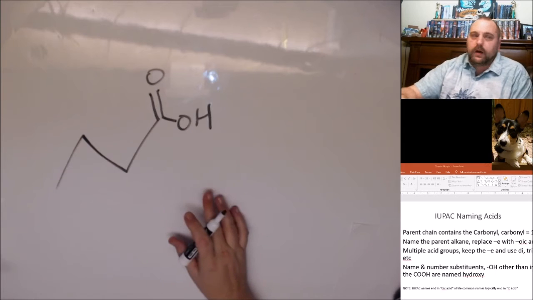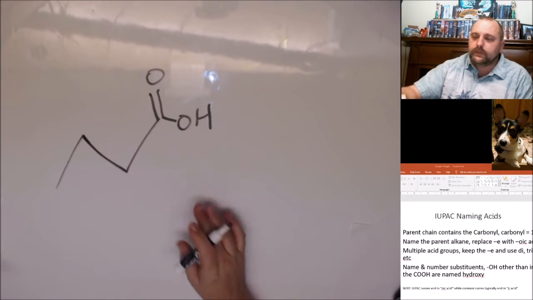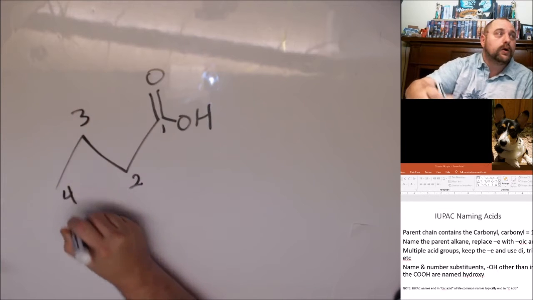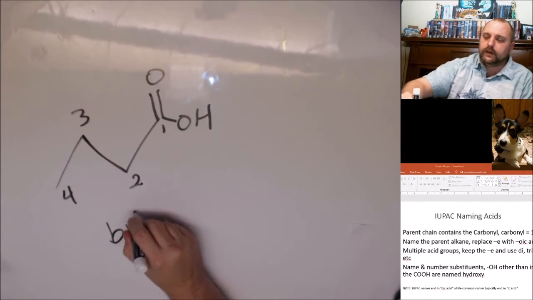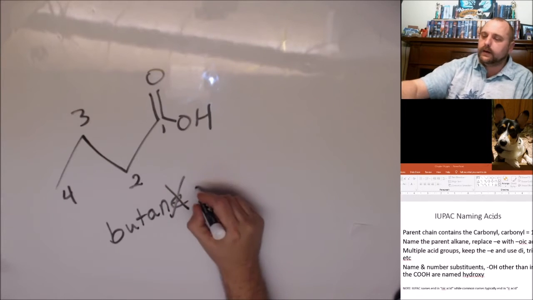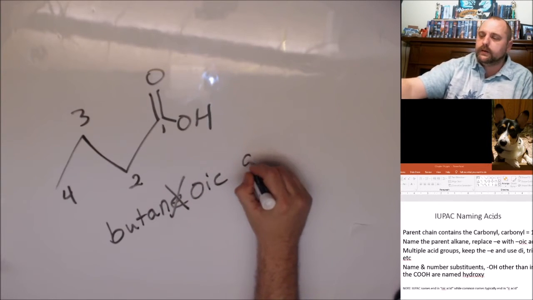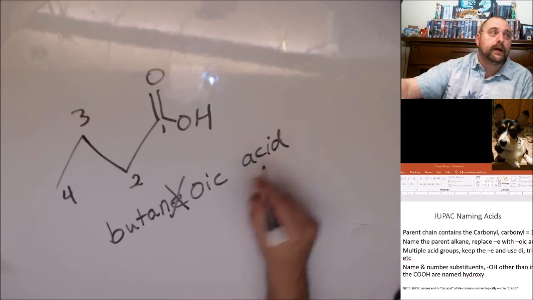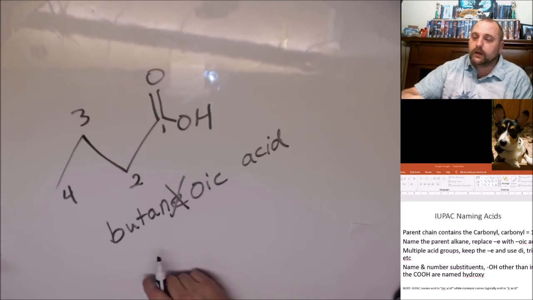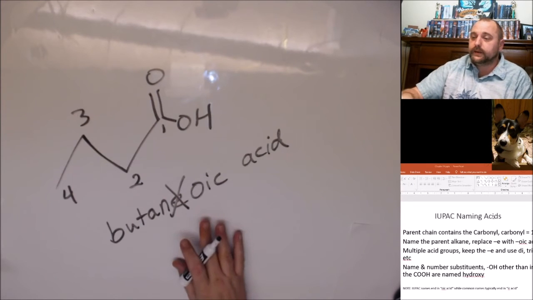All right. So looking at this, 1, 2, 3, 4 carbons. It's butane. Get rid of the E, add oic, and then a second word, acid. Alright, so butanoic acid. So that's the IUPAC name.